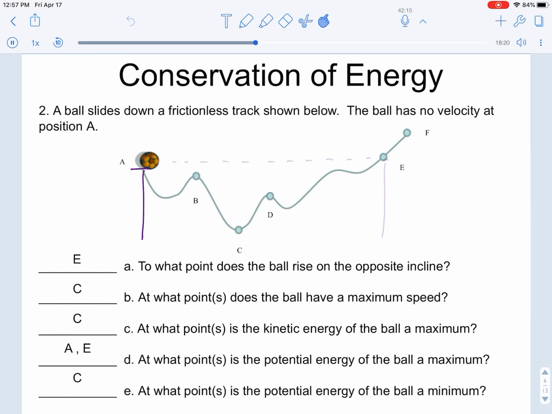It cannot go any higher than point E on the other side, because if it were to go higher than point E, that means it would have a greater amount of potential energy than what it started with. And since energy cannot be created or destroyed, that won't work. So, since it starts off at location A, and we assume locations A and E are the same height, E is the correct answer to that first question. Hopefully the rest of that is self-explanatory.